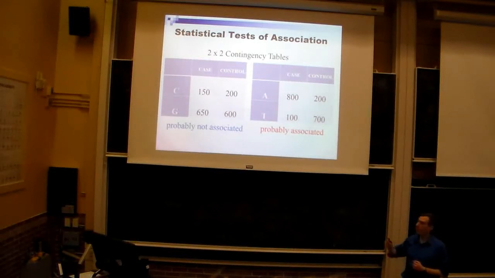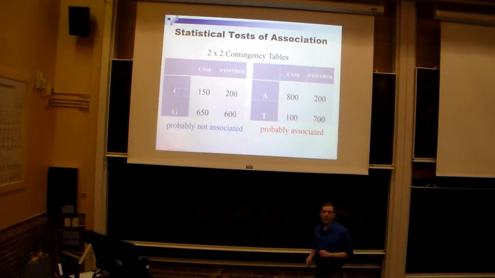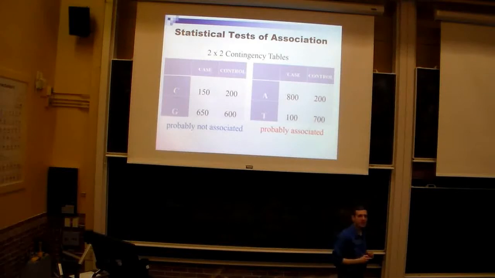Likewise, we would look at the controls. We might observe that 200 of our controls have a C at that particular site, and 600 of our controls have a G at that site. So those four numbers would then become the elements of our contingency table.